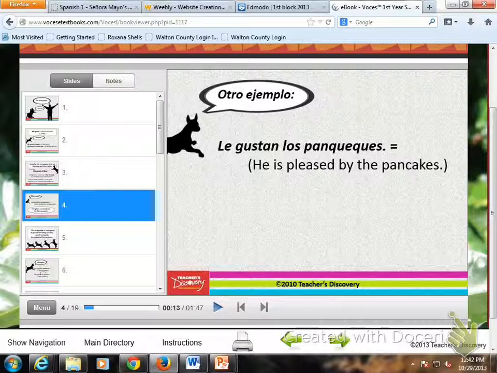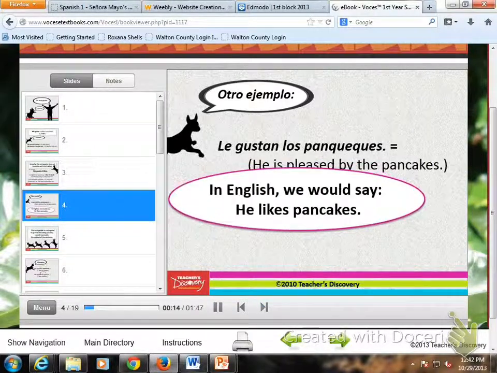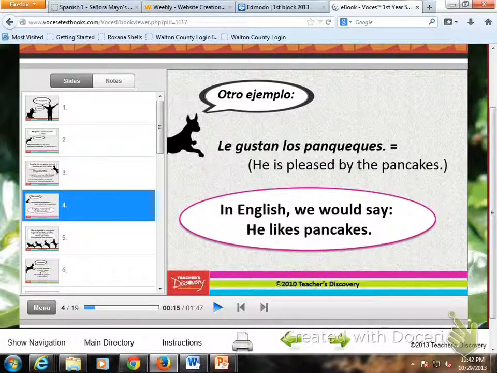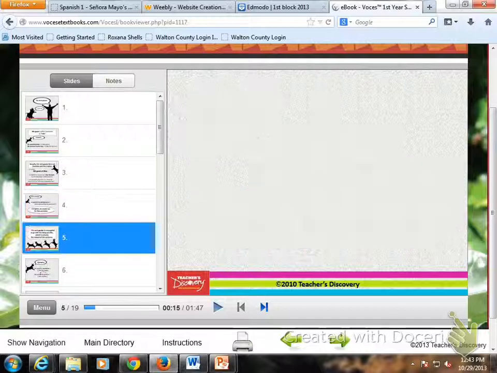So look at a couple of these other examples. Le gustan. Notice that the gustan changed over to pancakes being plural. So in this case, he likes pancakes. This can also change, or we're going to look at that in just a second.